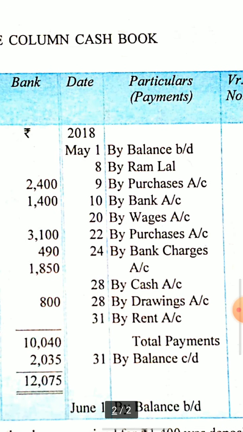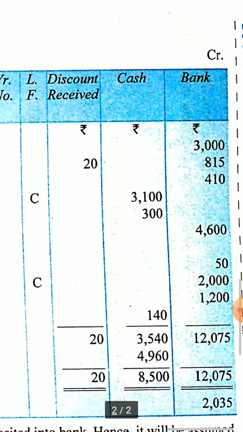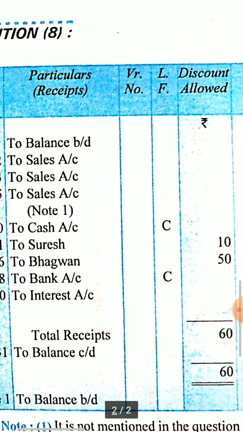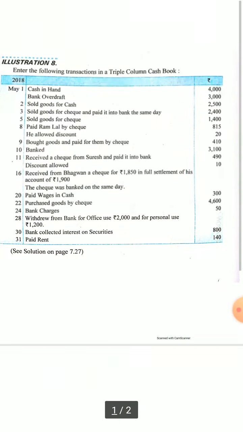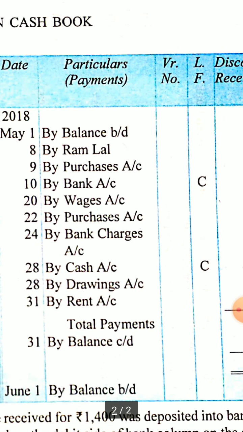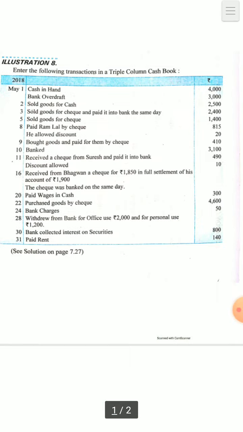So on 10th May, by bank, and here in the ledger folio column we write C, so that everyone will understand that it is a contra entry and the second part of the entry is in the same book. Otherwise we would have written ledger folio like by Ramlal. What is the page number of Ramlal? We will enter in ledger folio, but here no ledger folio will be there because it is in the same book. So we write C, contra entry.